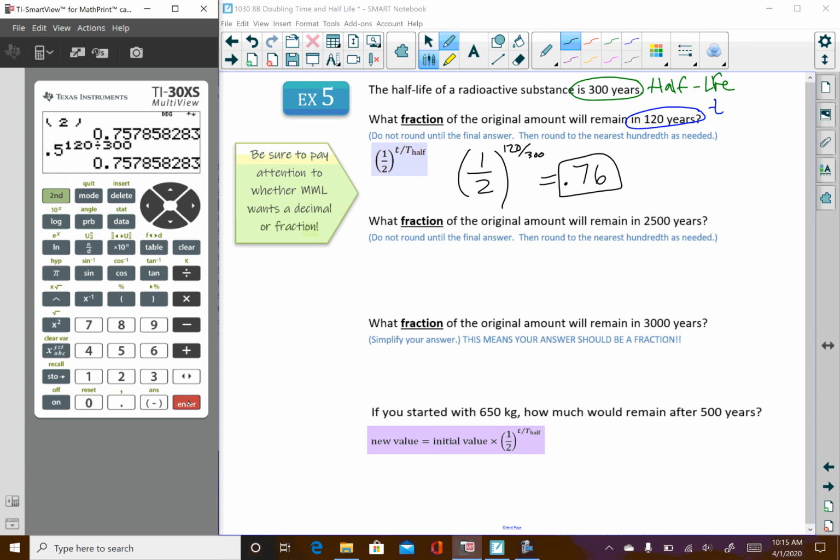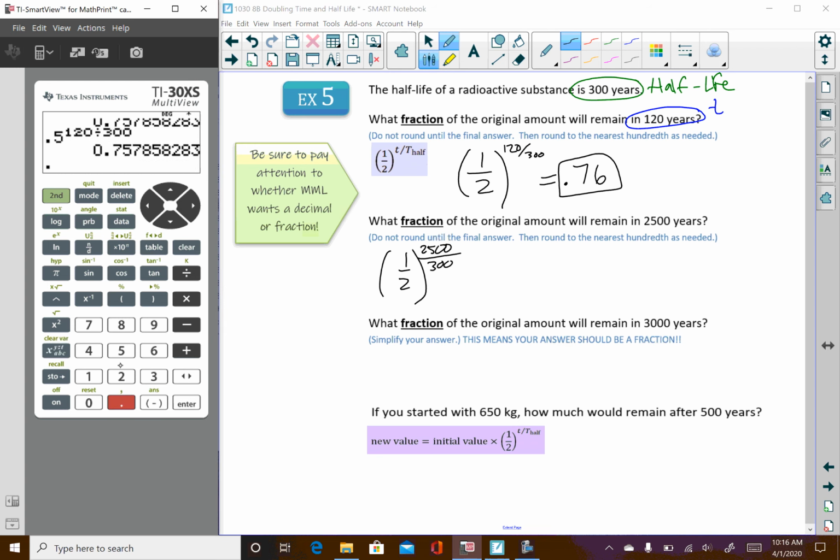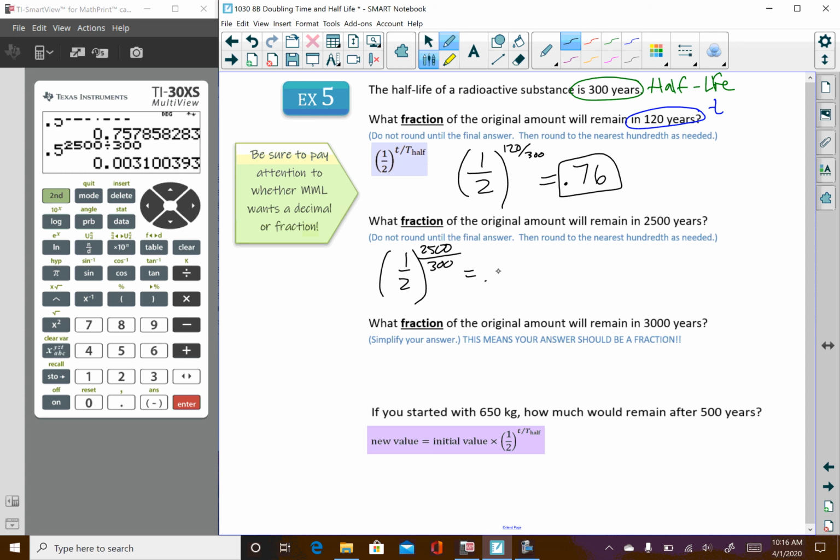Okay, so what fraction of the original amount will remain in 2,500 years? I can read numbers. So we've got 1/2 raised to the power of 2,500 divided by the half-life. So I'm going to do that 0.5 thing, 2,500 years divided by 300. So we get 0.003. It says rounded to the nearest hundredth, which would mean 0.